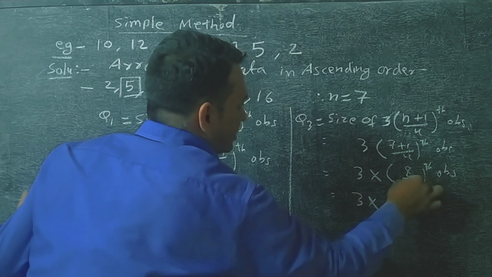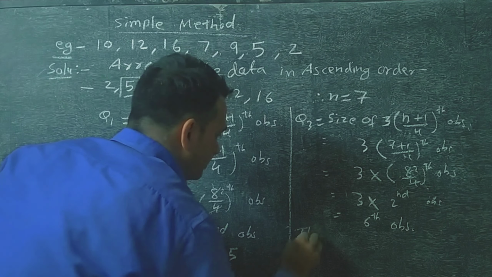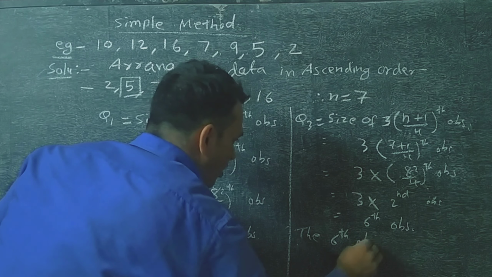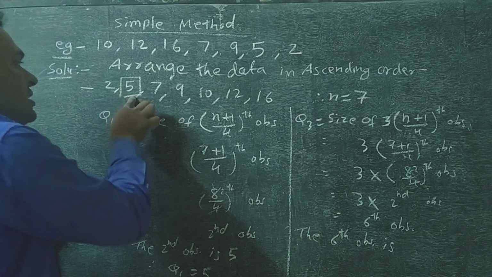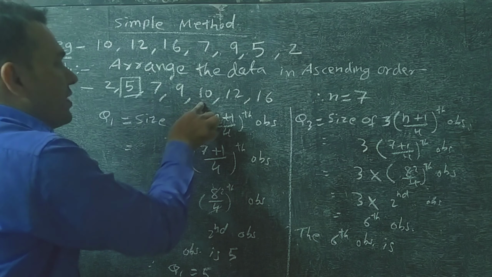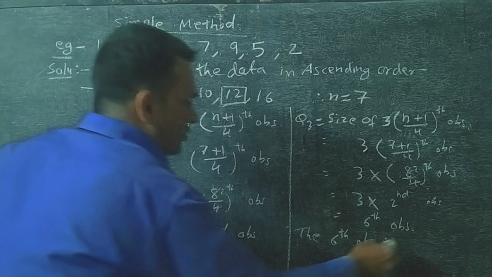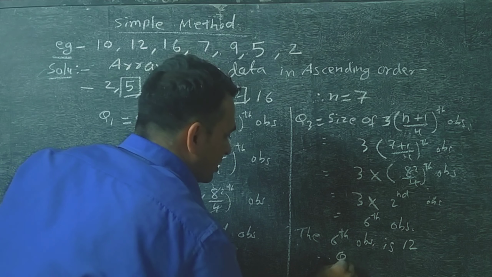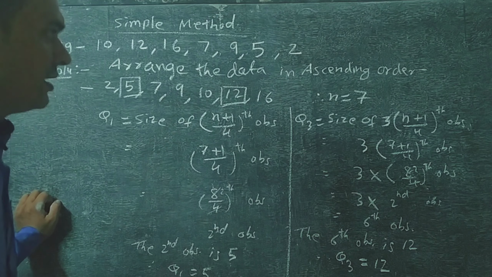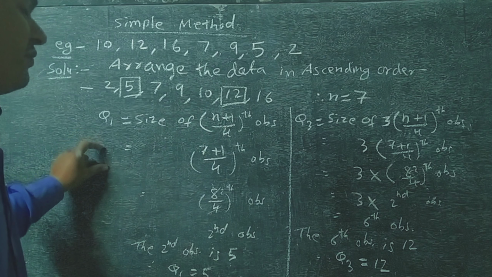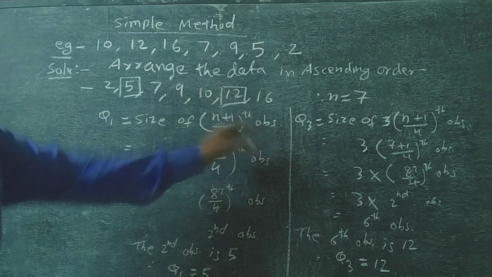3 here. Then 4 2s are 8, the second observation. We multiply it: 3 2s are 6th observation. Then we write here the sixth observation. Again we count: first, second, third, 4, 5 and 6 is 12. Therefore, the quartile 3 is equal to 12. Means with the help of this formula, we find out the value of Q1 and the value of Q3.